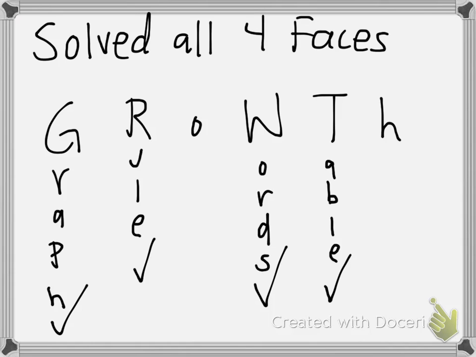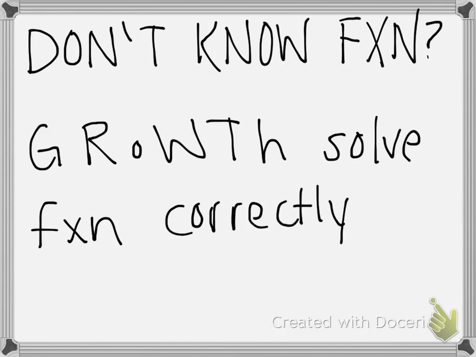We basically solved for all four faces of a function. We analyzed the graph of this function, the rule and the words were already given, and then we used the table in order to plot the points of the graph in order to see what it looked like. This is important because if you don't know what a certain function is or how it looks, you can use GRWT in order to solve the function correctly.